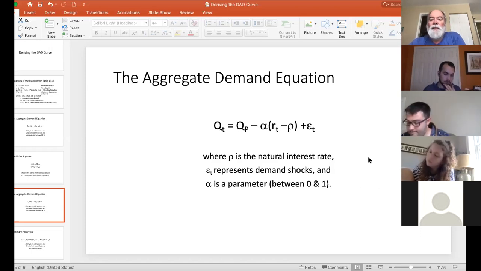Okay, let me give you some examples. So bear with me here so that you can follow this. Let's suppose the Fed conducts an expansionary monetary policy, right? If they do that, do interest rates go up or down?